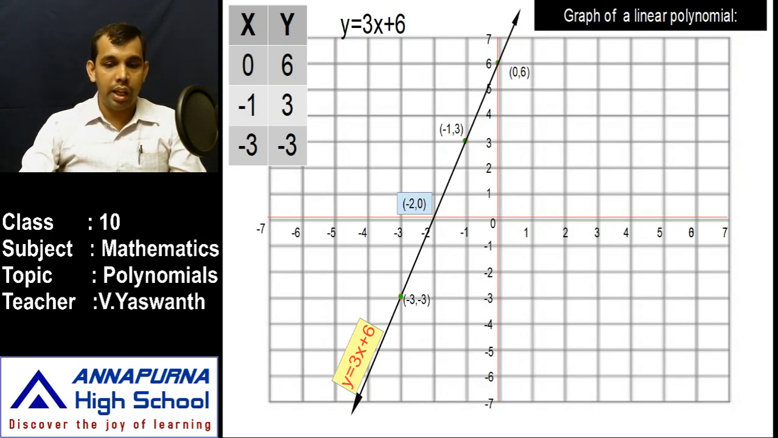Hence, how to identify the zero of a polynomial? It is very easy. At which point the graph intersects the x-axis, the x coordinate of that point we take as the zero of a polynomial. And here what is the zero of this polynomial 3x plus 6? It is minus 2.